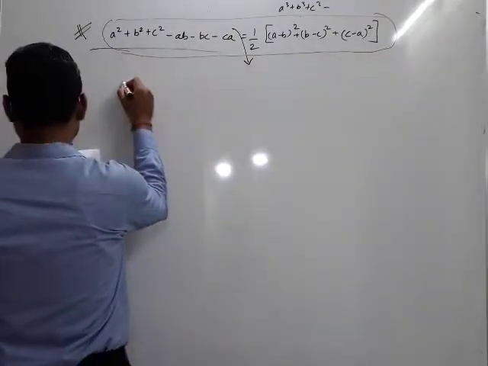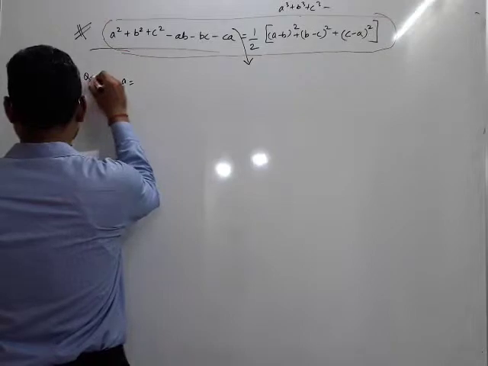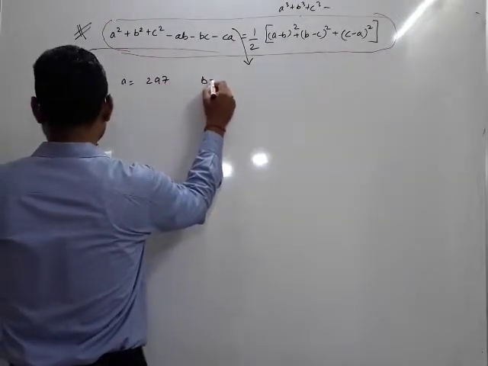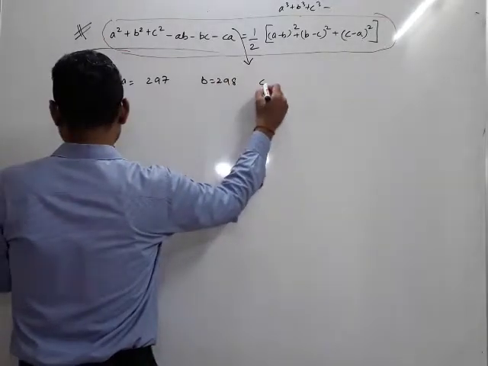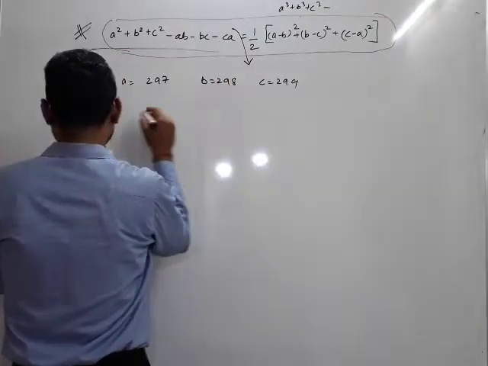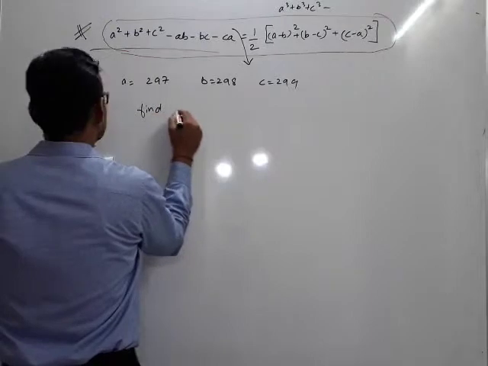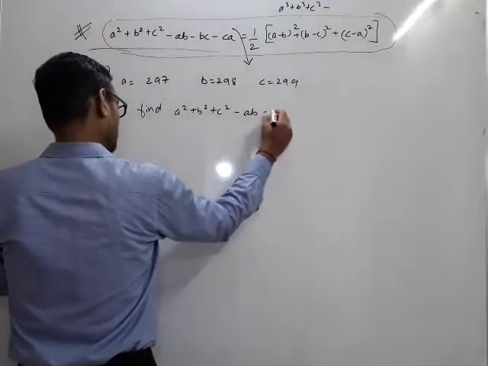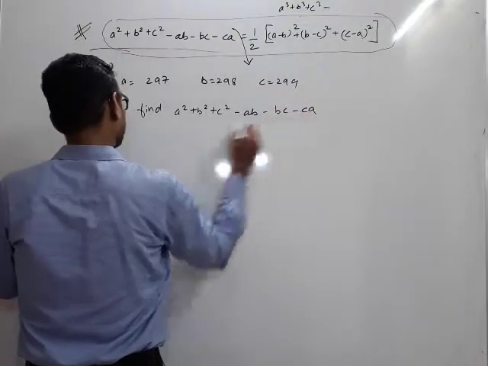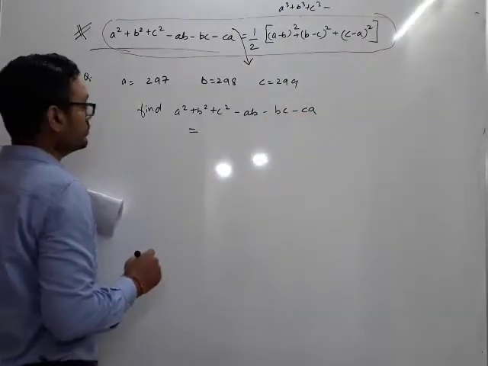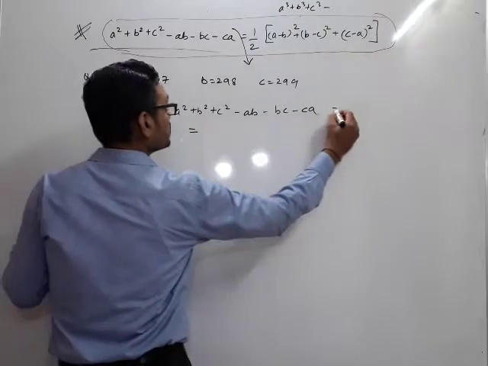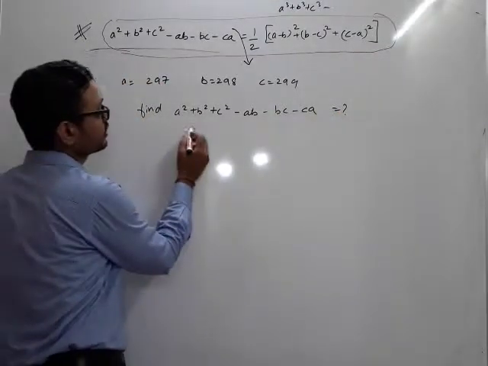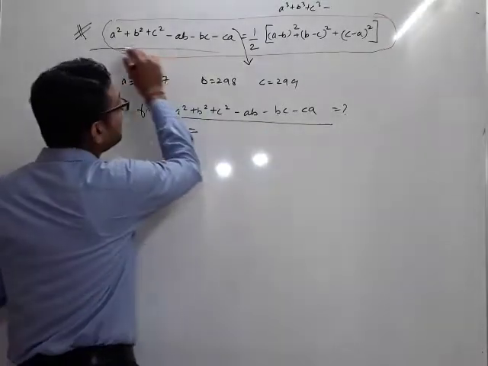Question is: a is 297, b is 298, c is 299. You have to find a square plus b square plus c square minus ab minus bc minus ca. Simple. The left hand side is what is asked.